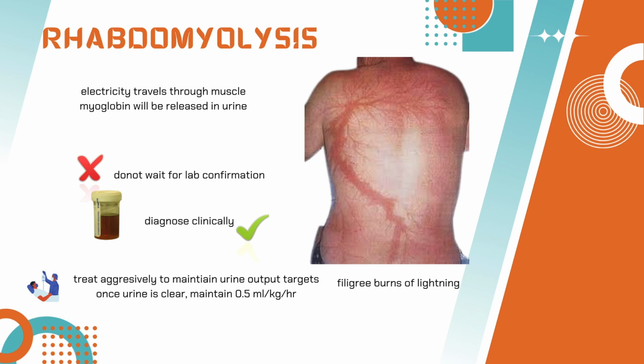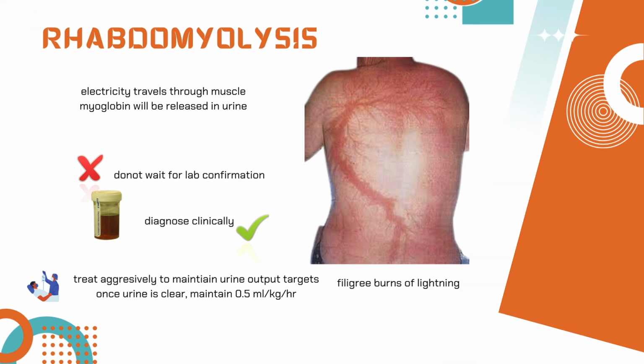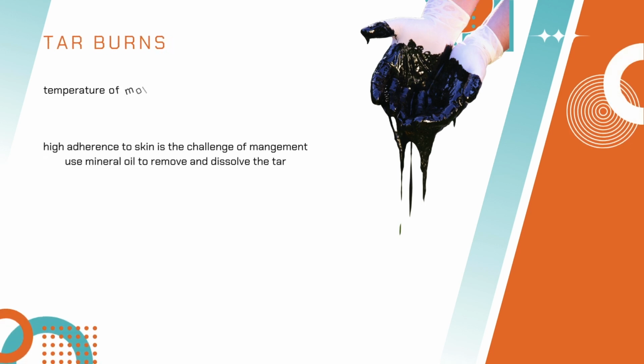So you can see the filigree burns, which occur due to electrical burns as well as high voltage lightning burns. The entry wound may look very small, but the tissues inside would have been extensively burnt. Next, we'll discuss some special situations in burns.